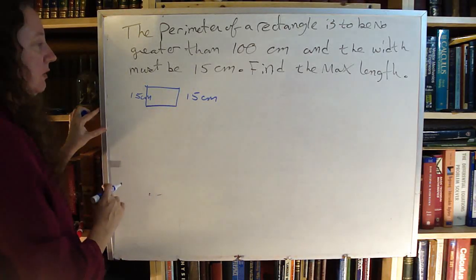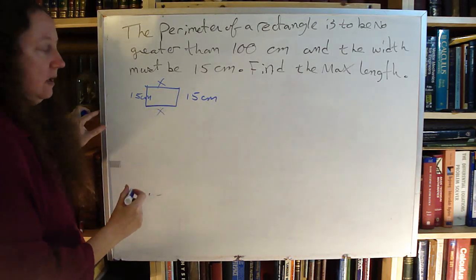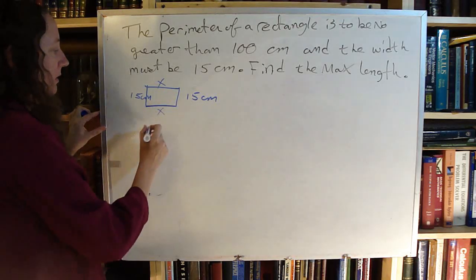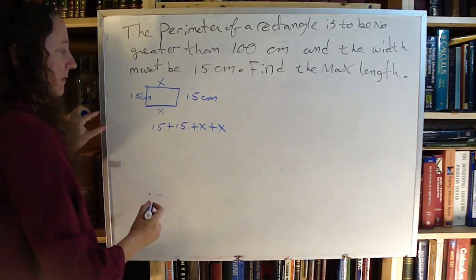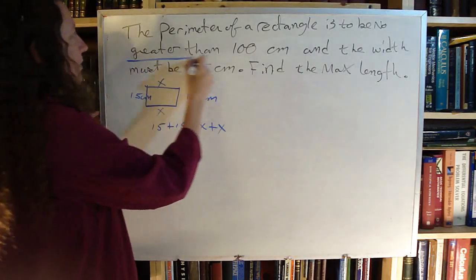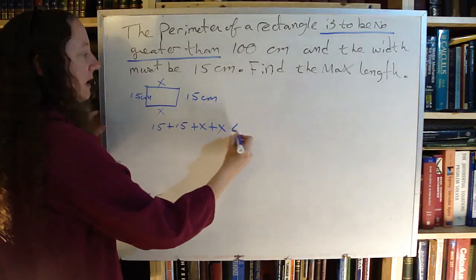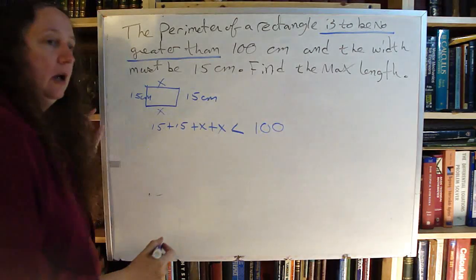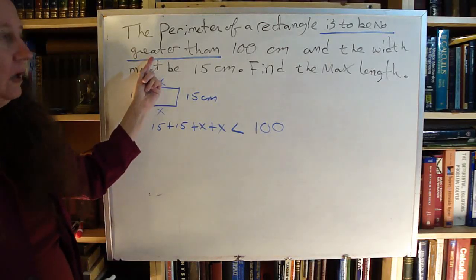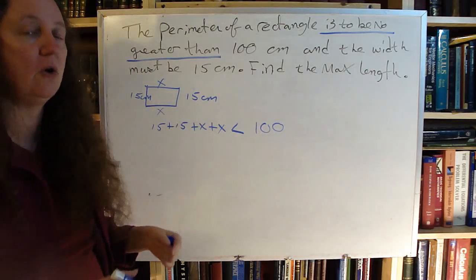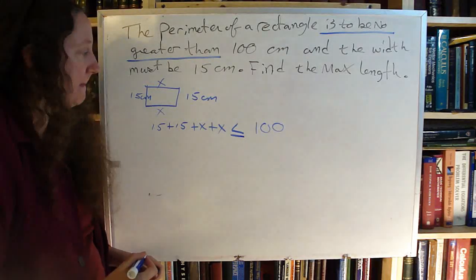So I have 15 centimeters on two of the sides, x on one side, x on the other side. The perimeter, when you add all of these together, so 15 plus 15 plus x plus x, is to be no greater than 100. So it must be less than 100. And then we have to ask ourselves, is it allowed to equal 100? Yes, it's not allowed to be any greater than 100, but it is also allowed to equal 100. So I put my equal to sign on there too.